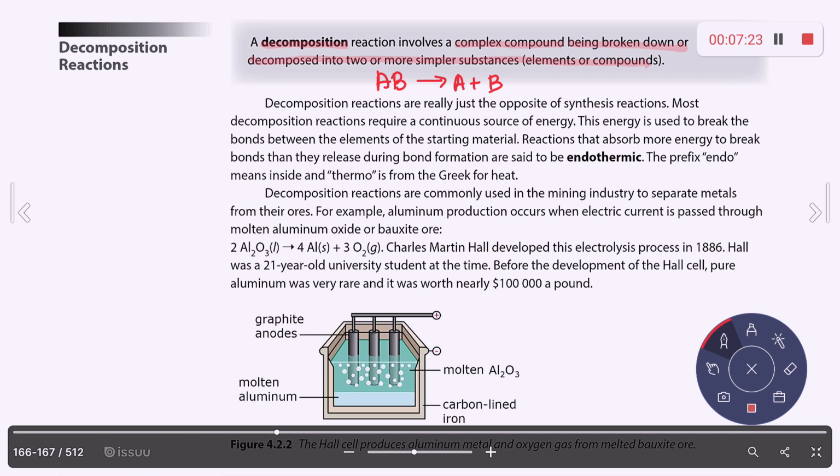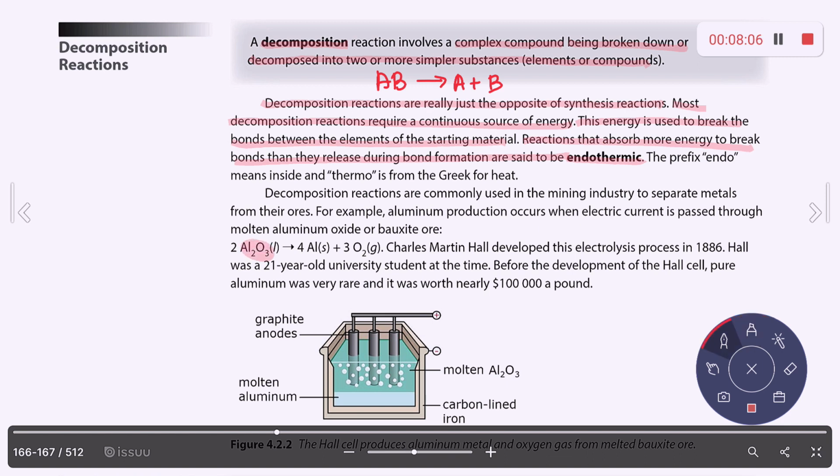Since this is the opposite of a synthesis reaction, that means that they will be absorbing energy. So they typically need a continuous source of energy, and we use that energy to break the bonds in the compound. This is called an endothermic reaction because it absorbs a bunch of energy to break the bonds, more energy than is released when the bonds form. So we're going to take a look at going in the opposite direction. Let me give you an example.